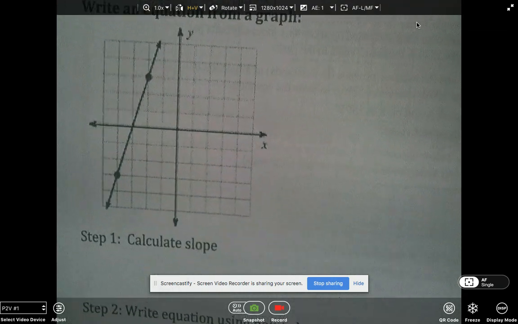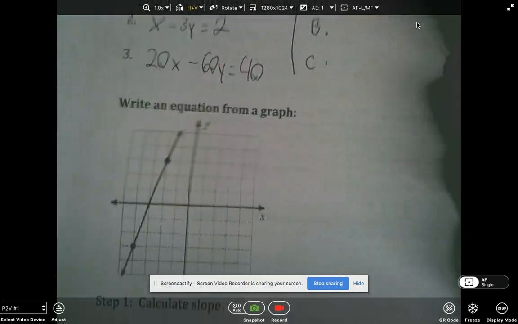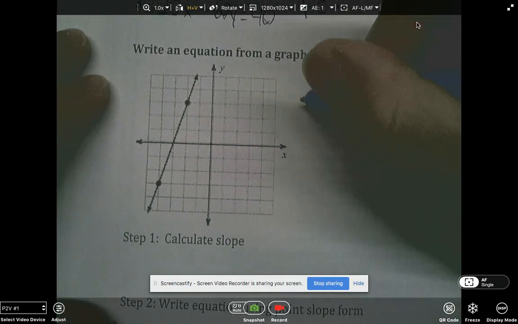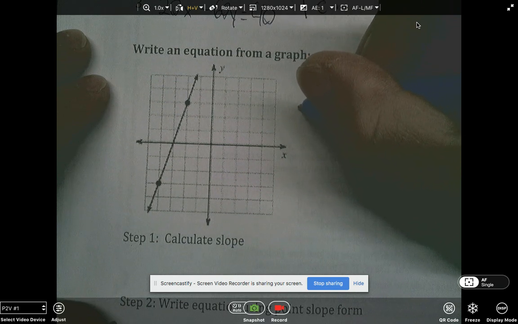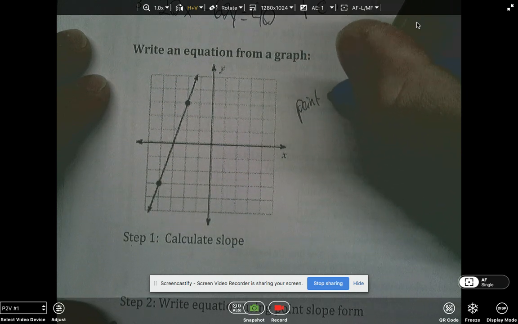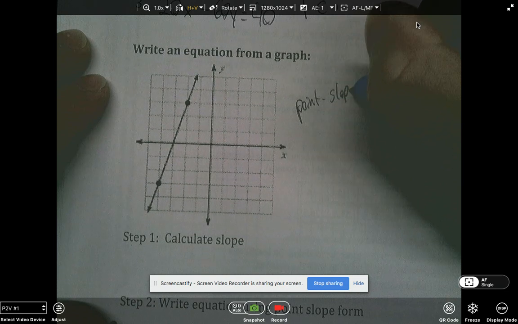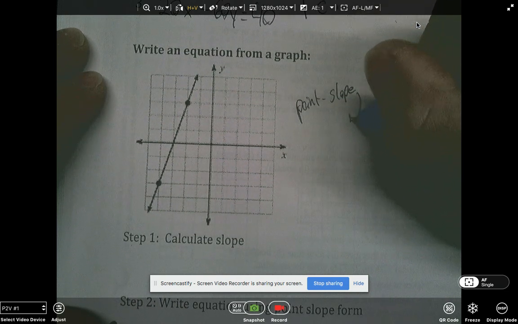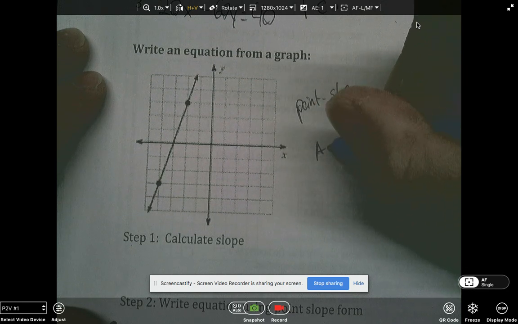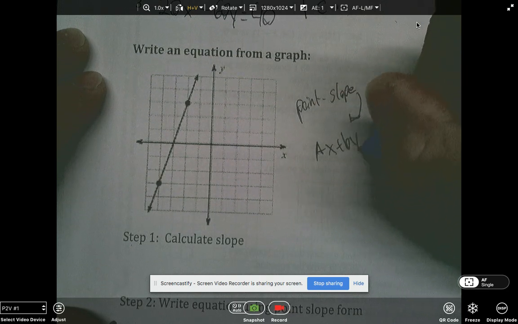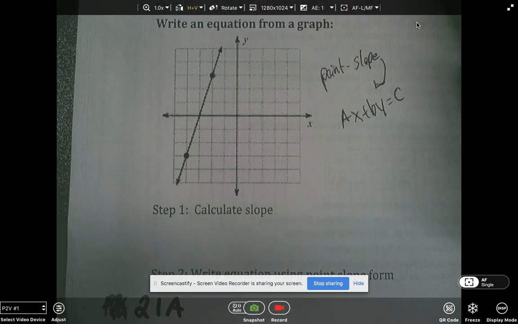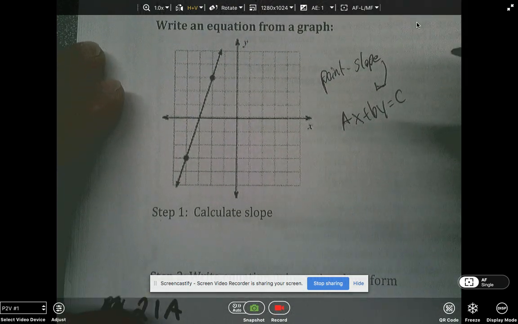Great. So let's write an equation from a graph, but now we're going to write it in standard form. So basically, what we're really doing in this section is we're still in point slope, but instead of changing it to slope-intercept form, or y equals mx plus b, we're going to change it to ax plus by equals c, which is our standard form. So the first step hasn't changed. You need to calculate the slope.